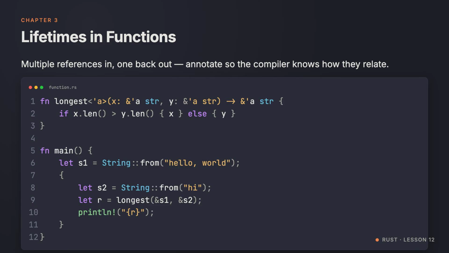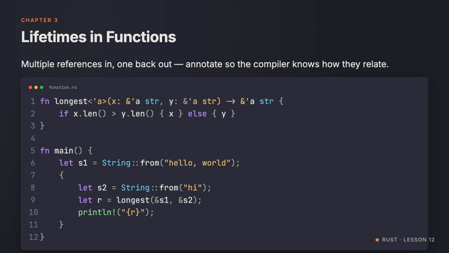We declare a lifetime parameter, 'a, in the angle brackets after the function name. Then, we use 'a on all 3 references, both inputs and the return. This tells the compiler the function returns a reference that lives at least as long as the shorter of the 2 inputs. The caller can then use the returned value wherever both inputs are still valid.